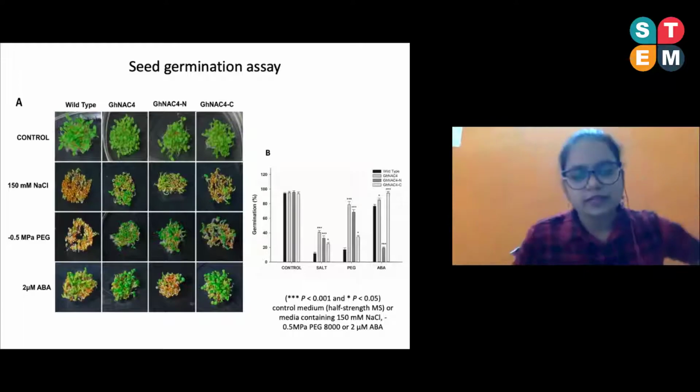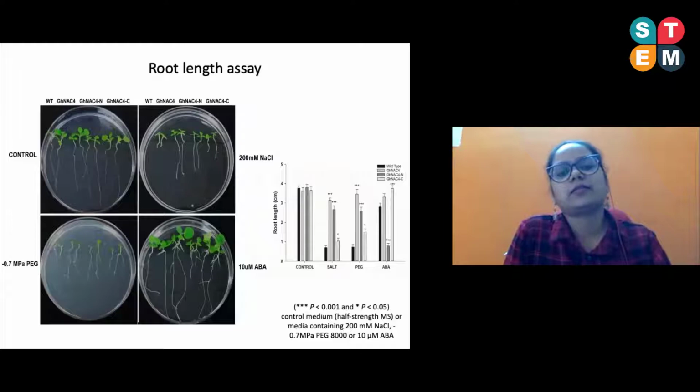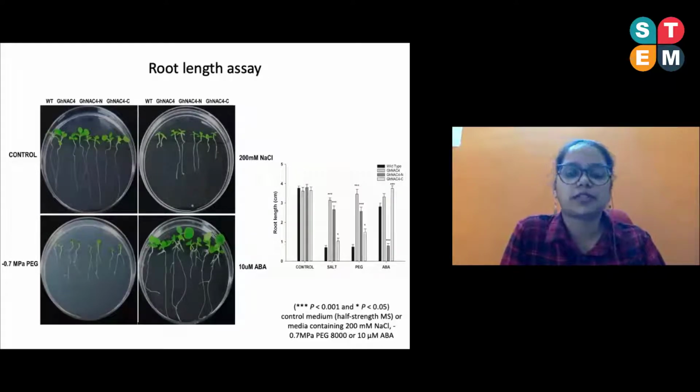To corroborate this data, we went ahead and performed an assay called the root length assay, where 7-day-old seedlings were transferred to stress media and allowed to grow for 15 days. And we see that under both salt and drought stress, the transgenic plants had a higher root length as compared to the wild type plants.